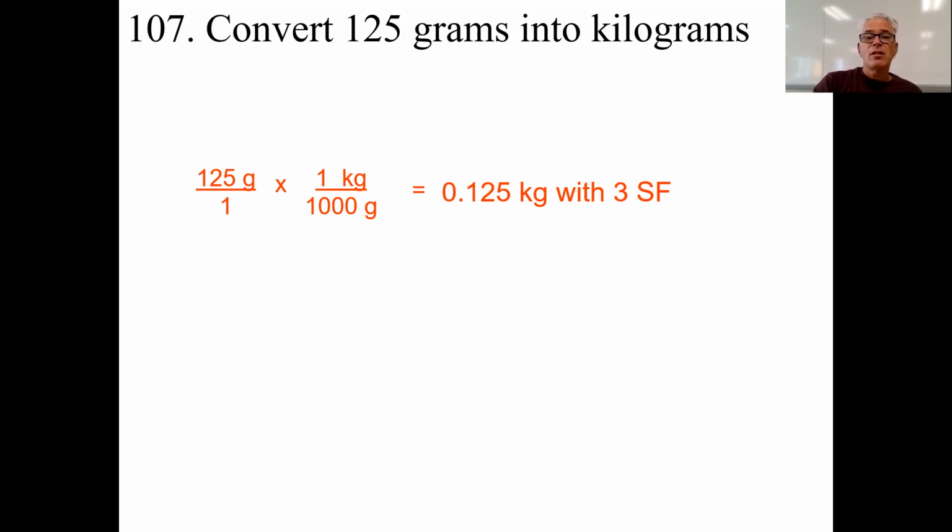When we multiply across, we have 125 over 1,000, which by calculation is 0.125 kilograms, and you have 3 significant figures. In the conversion factor, it looks like maybe there's only 1 significant figure, but that's another rule. The conversion factor has unlimited significant figures. It can be to the nth degree, literally. It could be 1.0000000 kilograms over 1,000.00000 grams. You can have as many significant figures as you want because they're equal forever. So the answer is limited to the 125, 3 significant figures.